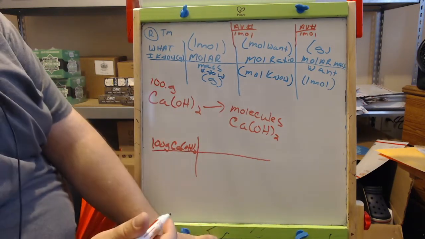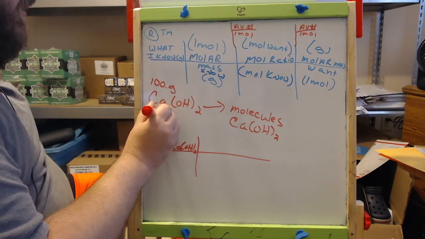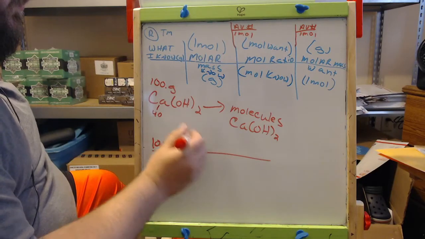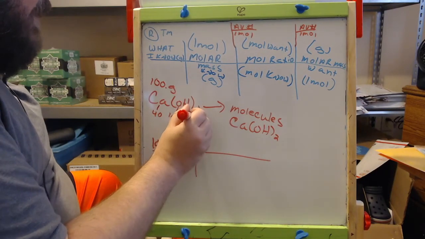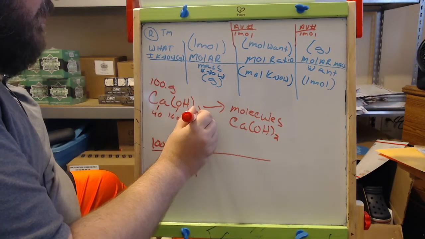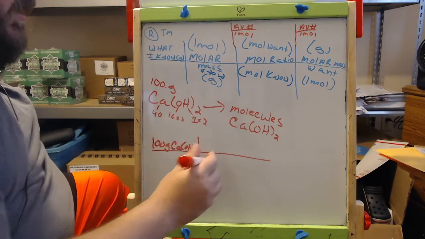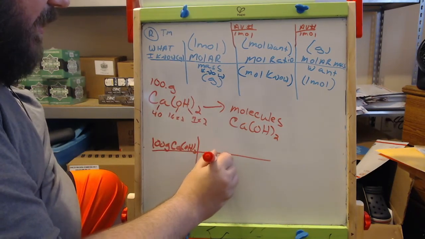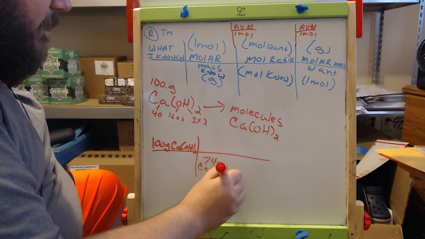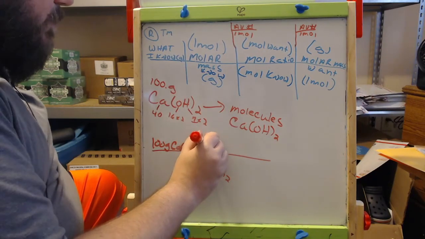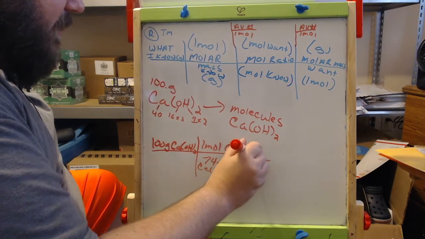Now, I need the mass of calcium hydroxide, so let's break it down. Calcium is 40. Oxygen is 16 times 2. Hydrogen is 1 times 2. So 40 plus 32 plus 2 is 74 grams of calcium hydroxide. That's 1 mole of calcium hydroxide.